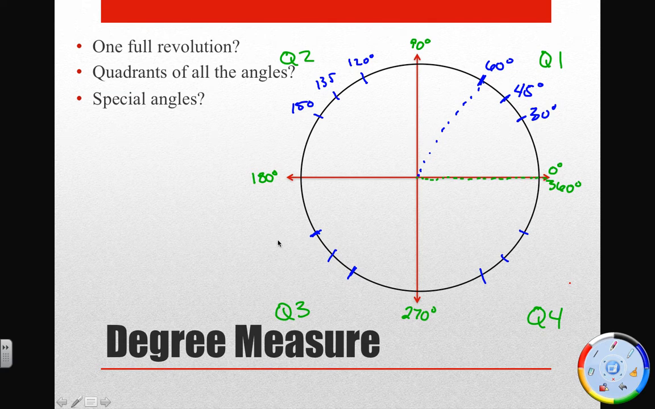Okay, so 180, 210, 225, 240, 300, 315, and 330. So these are our special angles for trigonometry. They're ones that we're going to become very familiar with in both degree measure and radian measure coming up.